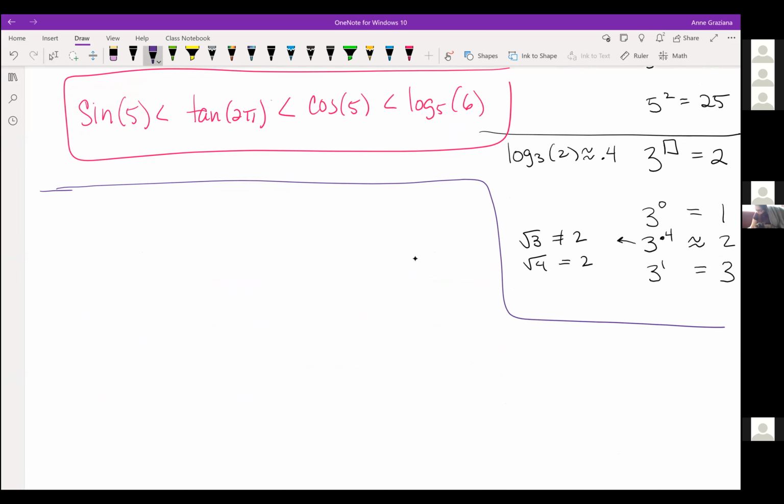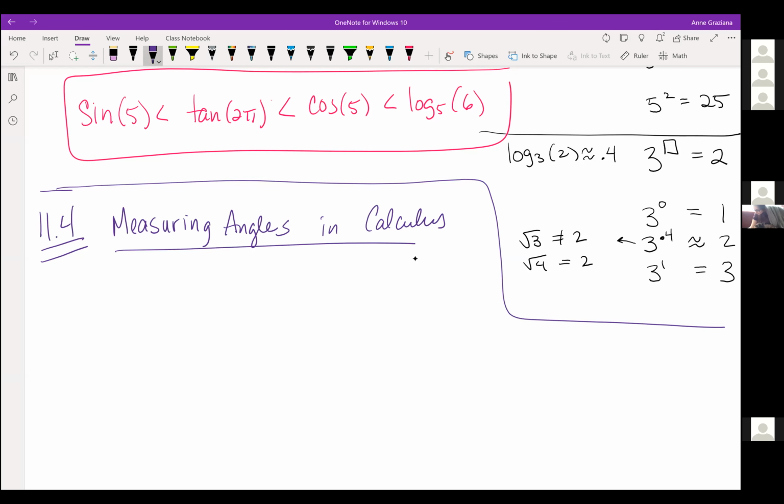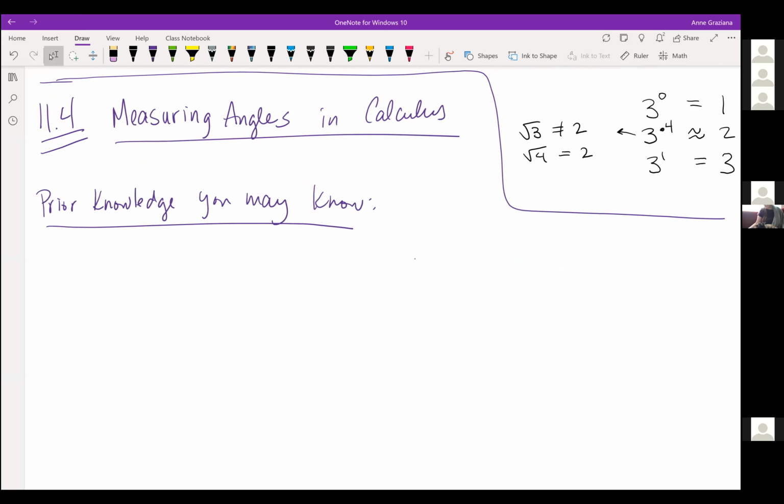I want to start talking about 11.4. Okay, so 11.4 is where we're going to start talking about angles. So measuring angles in calculus. So prior knowledge you may know. Let's start there. So stuff that you should kind of have an idea of from your high school geometry class.